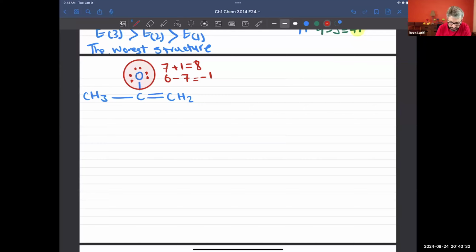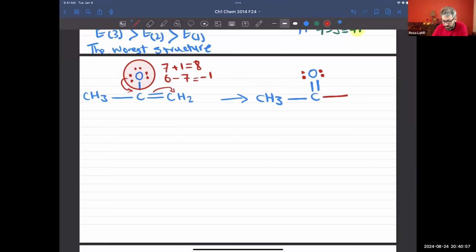Now, can I share this lone pair with carbon and then move this double bond to carbon? Let's see. If we do that, we get such a structure. We get CH3, and then we get carbon. Carbon will have a double bond with oxygen. Oxygen used to have 3 lone pairs, now oxygen will have only 2 lone pairs.